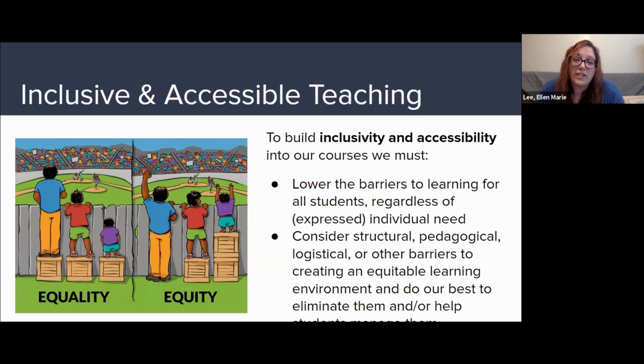So the things that we need to think about are structural, pedagogical, logistical, and any other sorts of barriers that might create an inequitable learning environment, and do our best to eliminate them or help students manage them in whatever way we can. We're not going to be able, as I said earlier, to eliminate every barrier, at least not on our own, but we can try.